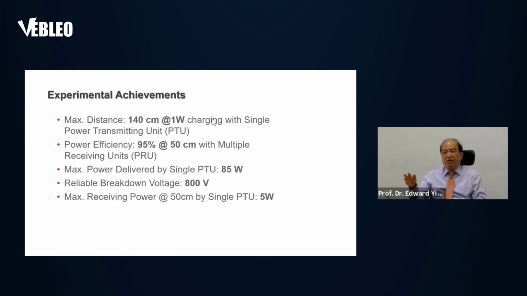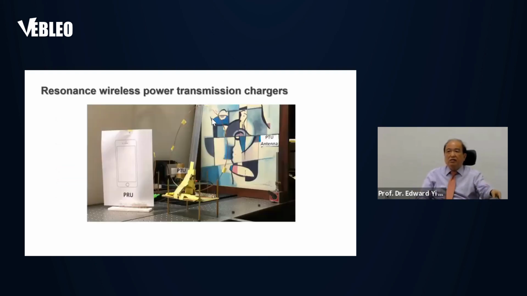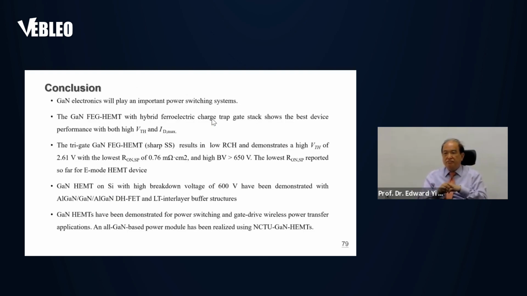and the maximum power for a single PTU is around 85 volt, and breakdown is very reliable up to 800 volt. And if you consider 50 centimeter, it can go up to 5 watt. So this is what we demoed with the wireless charger.